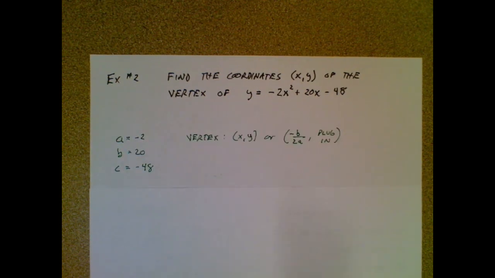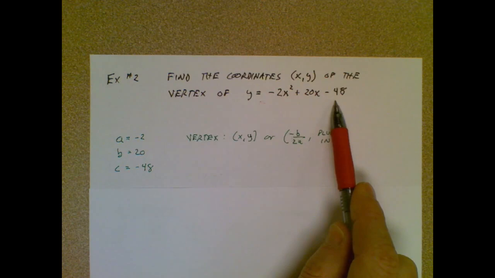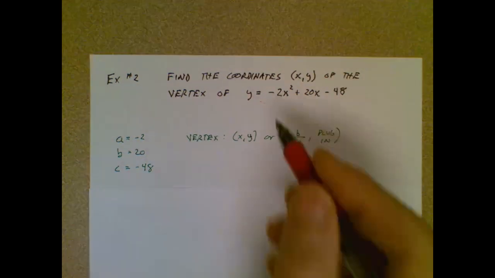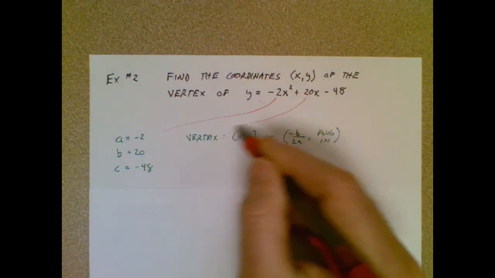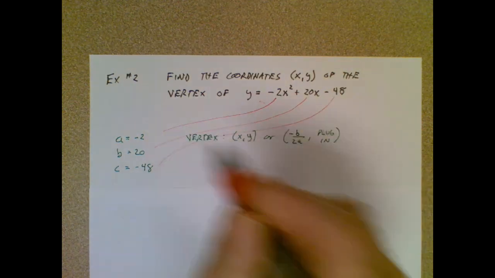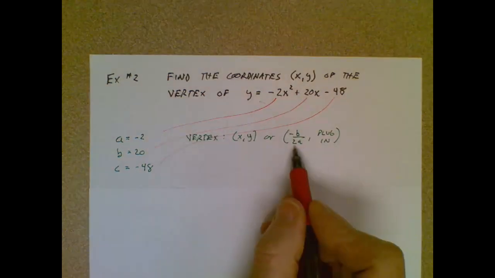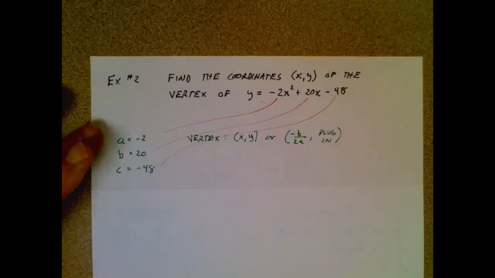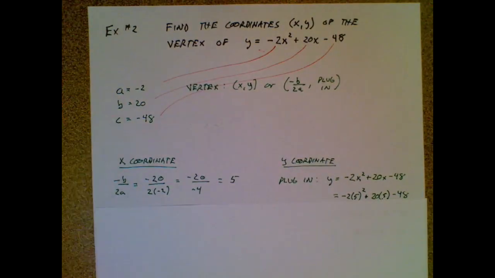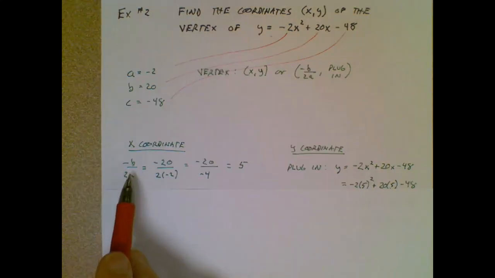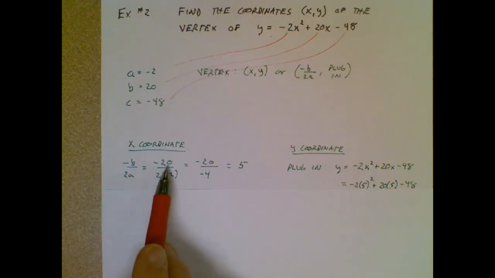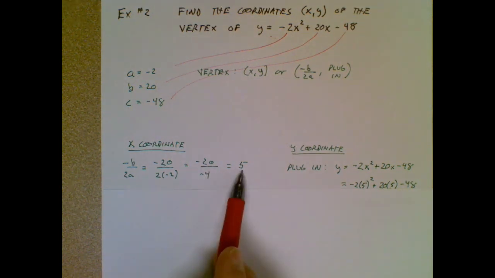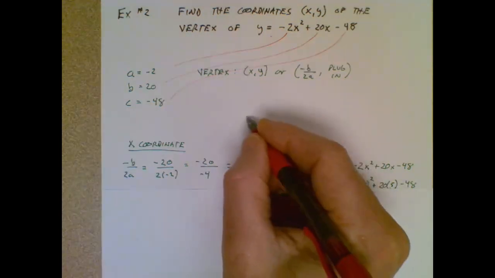Here's my quick solution. I look at this thing and I say, it's already in standard form, so I know the a, the b, and the c. Now I need to plug the b and the a into that formula to get the x-coordinate. So negative b over 2a, negative, and the b was 20, over 2 times a. I work that out, and I find out that my x-coordinate is 5.